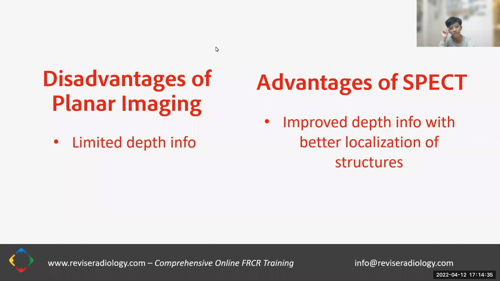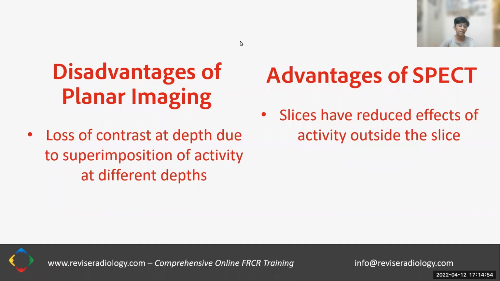A disadvantage of planar imaging is that there's limited information of depth, and one of the advantages of SPECT is that there's improved depth information. Because of the way that the image is created by using these CT techniques, there's also a better localization of structures. In planar imaging, there's also a loss of contrast at depth due to the superimposition of activity at different depths.